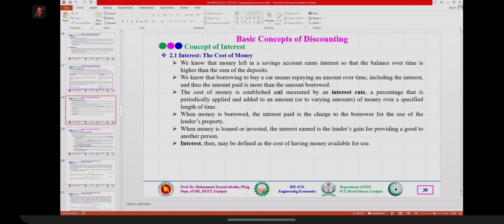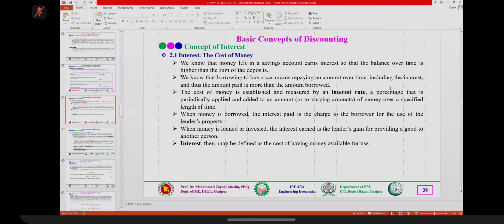Another one is interest, the cost of money. We know that money left in a savings account earns interest, so that the balance over time is higher than the sum of the deposits. We all know there is some interest in our regular banking system. If you put some money in the bank, they will do some business and the profit will be distributed to you. This extra money will be added to your deposited money, and the amount of extra money is the interest.